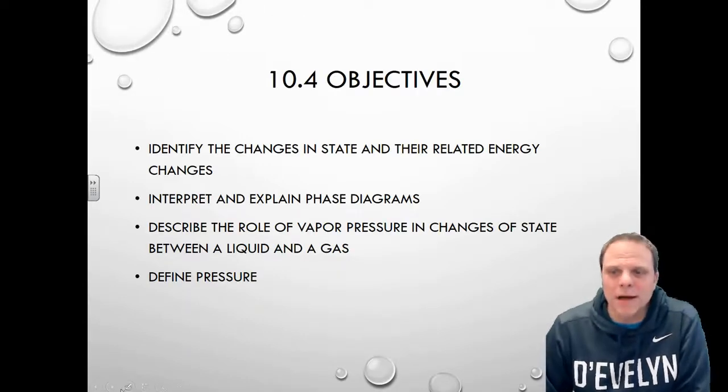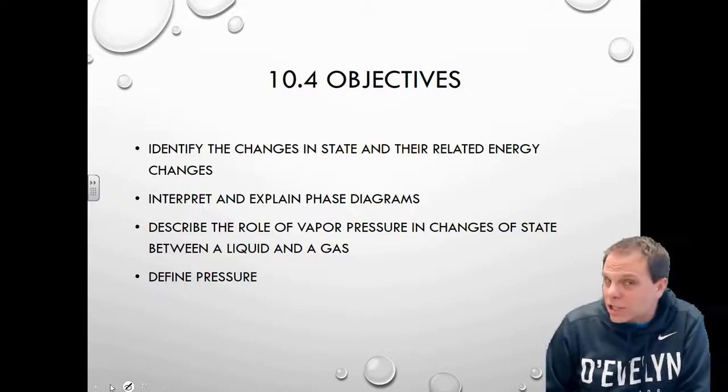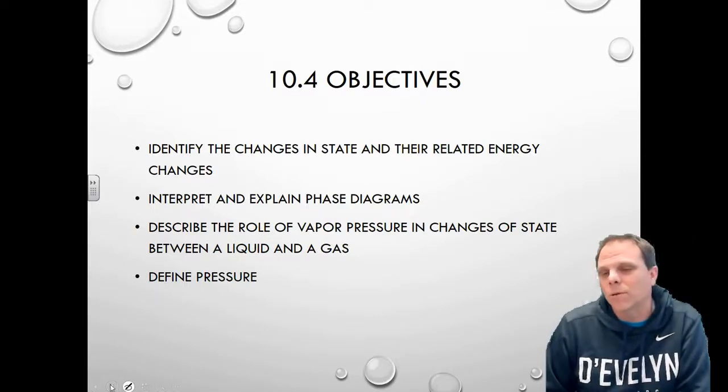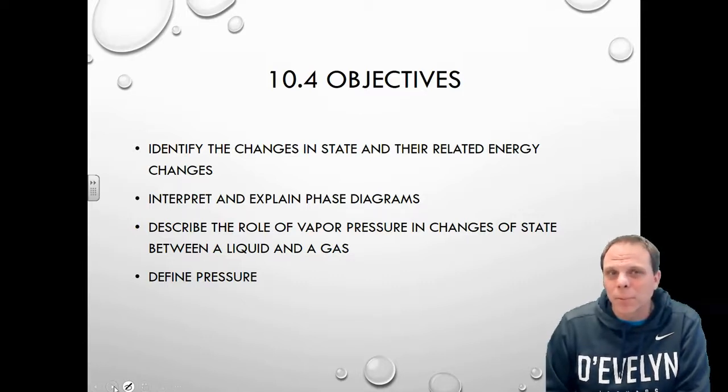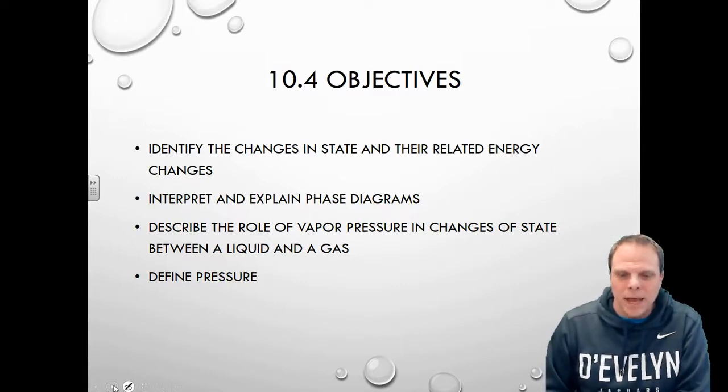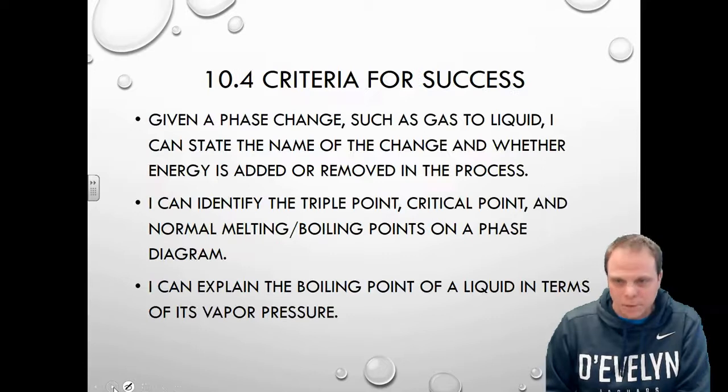All right, so let's take a look at our objectives here today. We want to identify the changes in state and the related energy changes. We want to talk about energy with regard to changes of state today. And we want to interpret and explain phase diagrams, describe the role of vapor pressure in the changes of state between a liquid and a gas. Vapor pressure is a little bit different than pressure, so we want to distinguish what that means. And then we're going to define pressure in general.